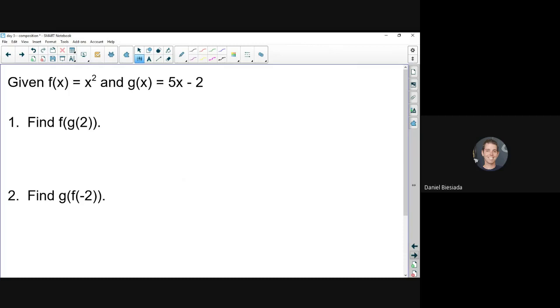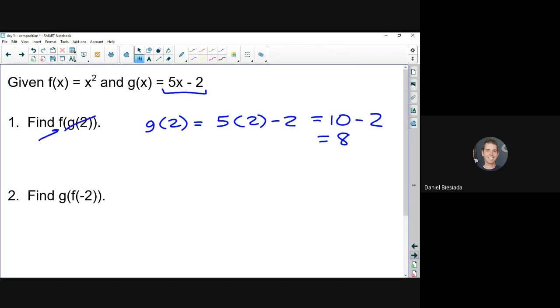The innermost thing there would be g of 2. That means go to g of x, which is 5x minus 2, and replace the x with a 2. I work that through, that gives me 10 minus 2, which is 8. Of course, I'm not done yet. I need to take that value and go into the outer function, which is now f. So I will find f of 8. And that function was just x squared. That gives me 64, and that is my final answer for the first one.